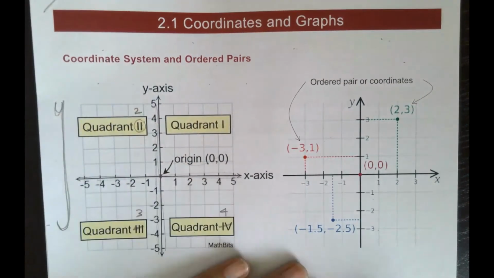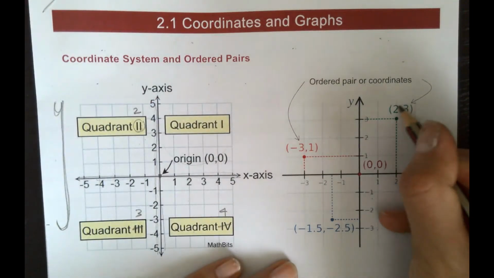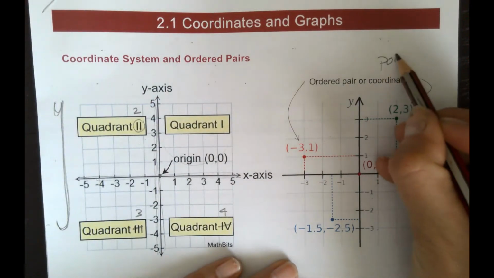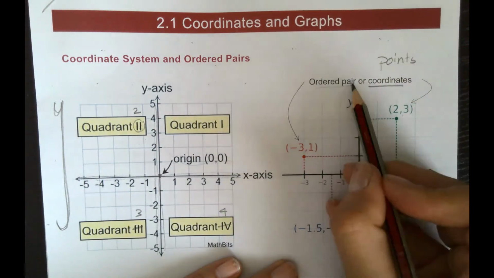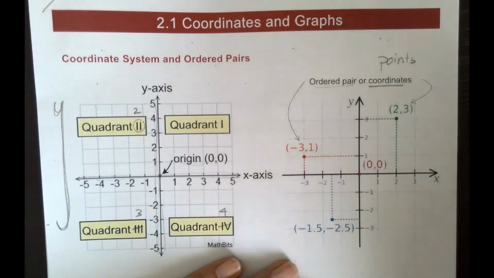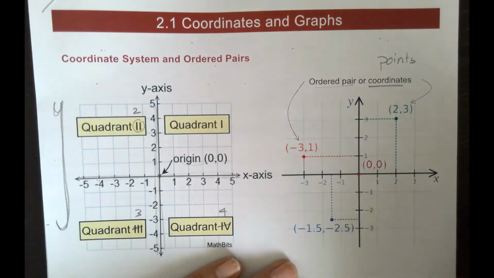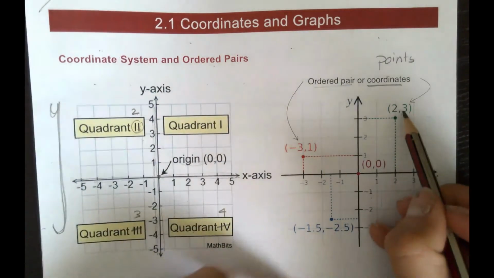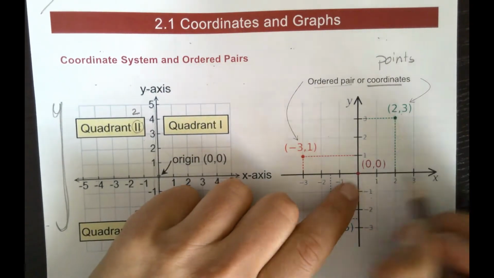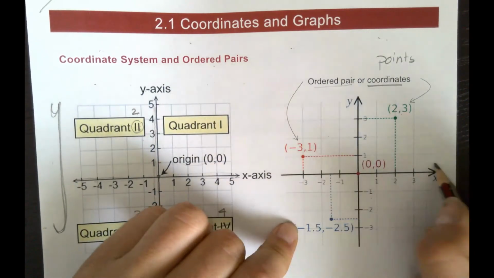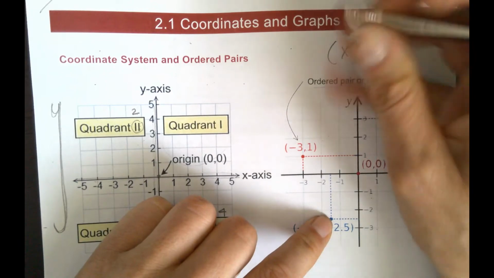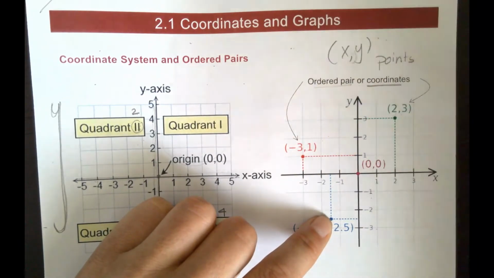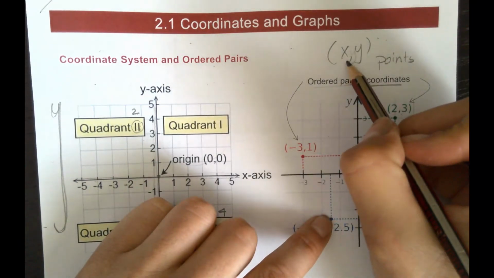Often you'll hear different words for these. Sometimes teachers will call them points. Sometimes they're coordinates, ordered pairs. You'll hear 3 different sorts of words for these. Okay, say we want to find this point. We always start with the x value. X, Y. So x comes first, y is second.